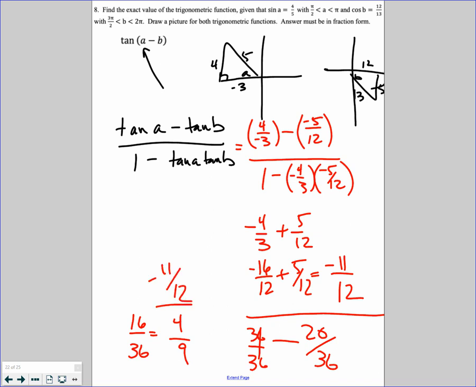So now, -11/12 divided by 4/9 is the same as this. I get -99/48. So again, you may want to use a calculator on that one. That one is challenging for sure. Couple more.